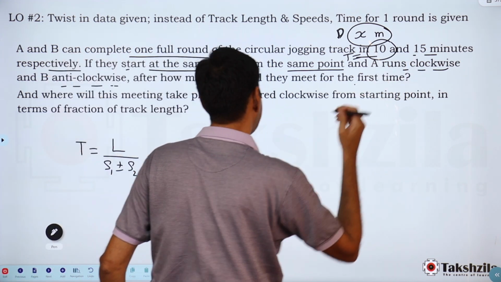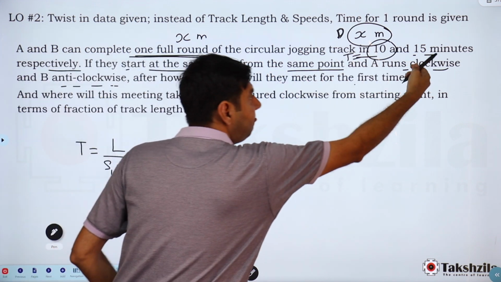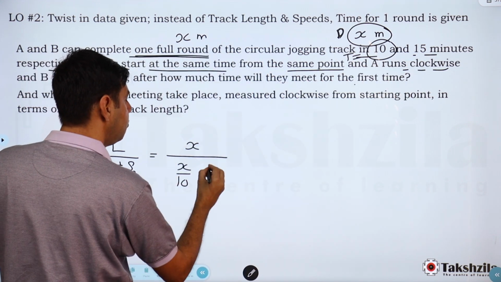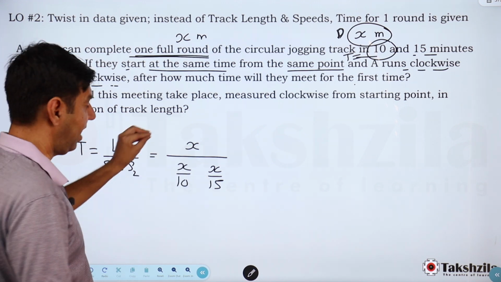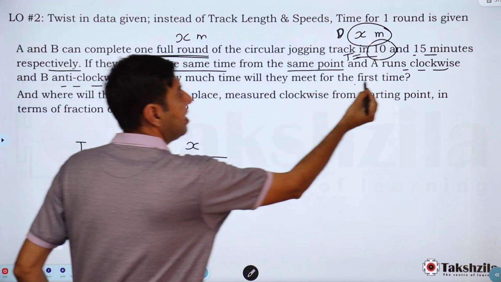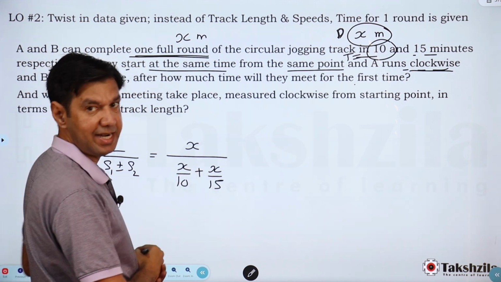What is the speed of the second guy? The second guy also completes one full round, x meters, in 15 minutes, right? So it is x divided by 15. It's just that we are working in variables here, and this time they are running in opposite directions, clockwise and anti-clockwise, hence I will add them up.